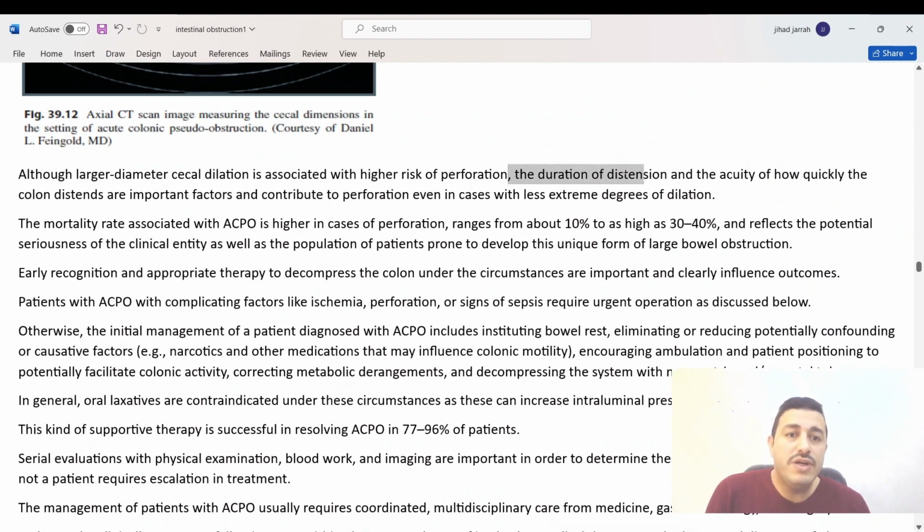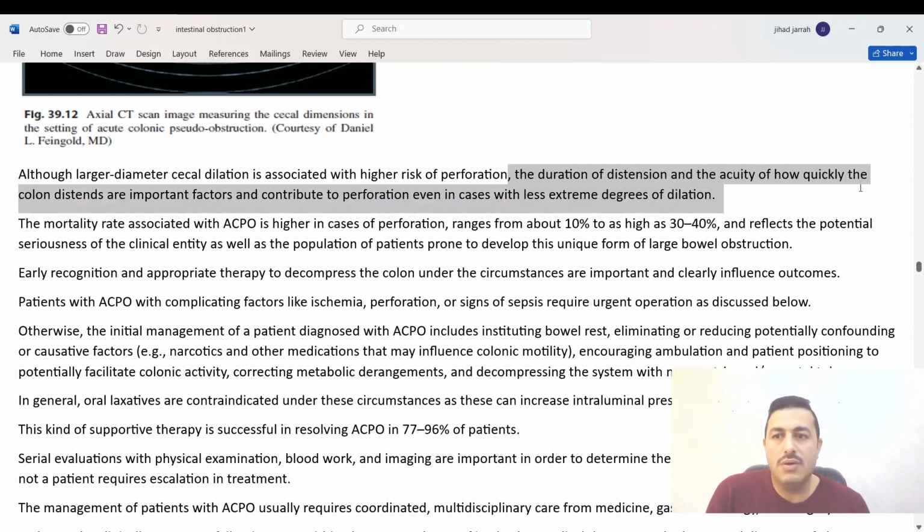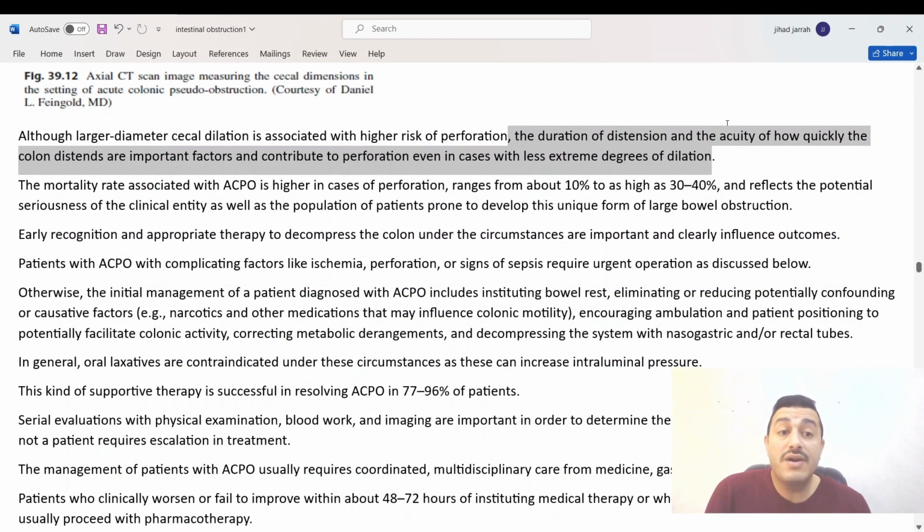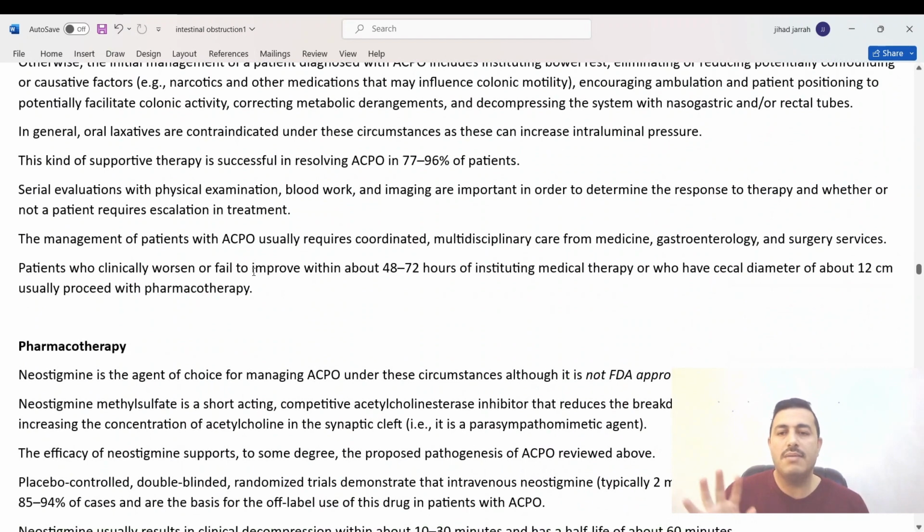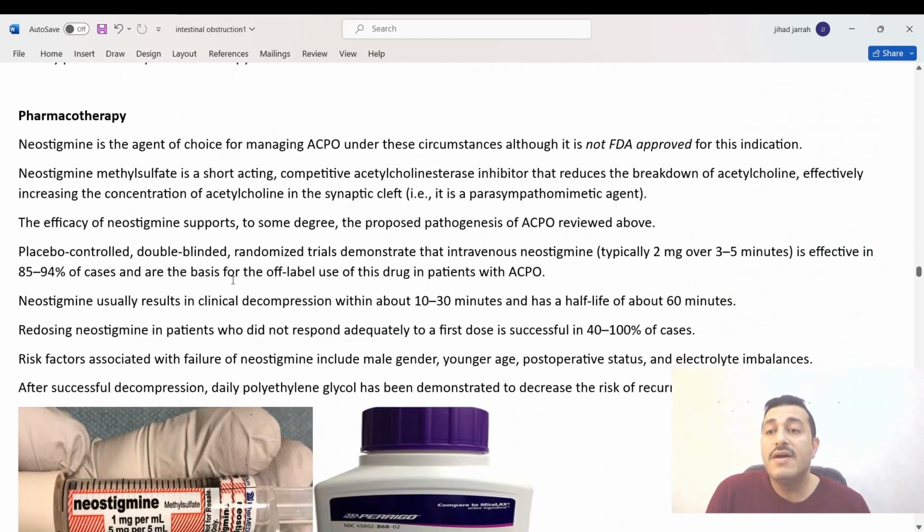Here it is. The duration of the distension and the acuity of how quickly the colon distended are more important factors and contribute to perforation even in less extreme cases. These are talking about the risk of perforation if the cecal diameter is dilated. It's regarding the acuity and how quickly the colon is distended. It's not about taking just a number and being happy with it.